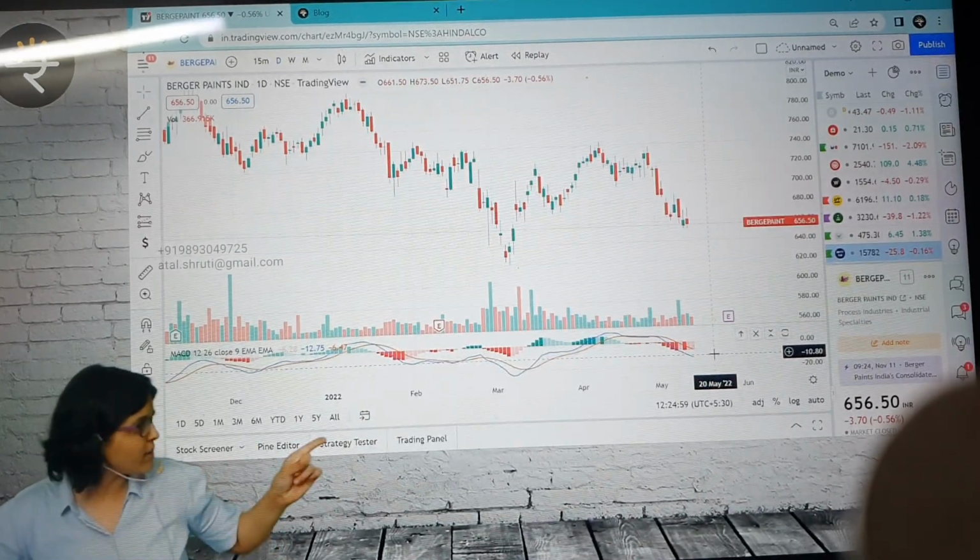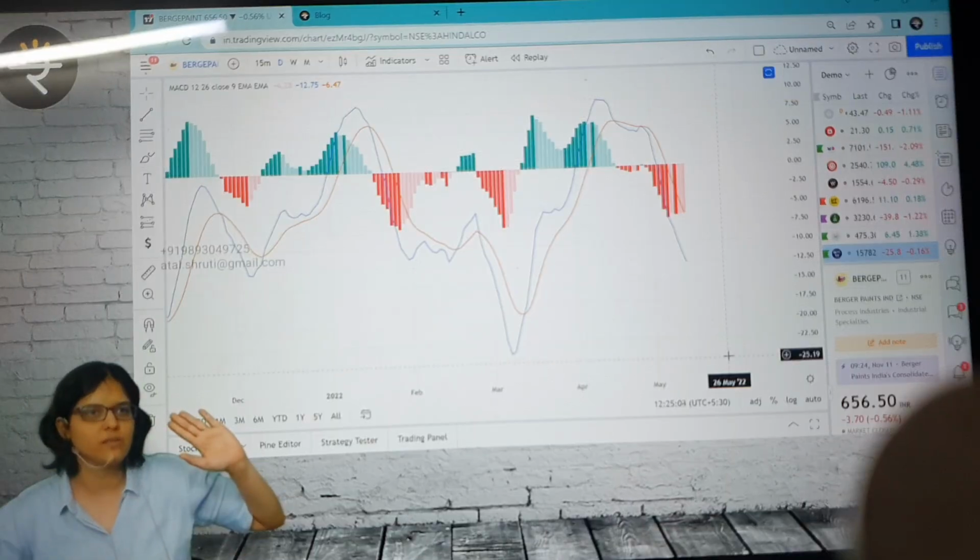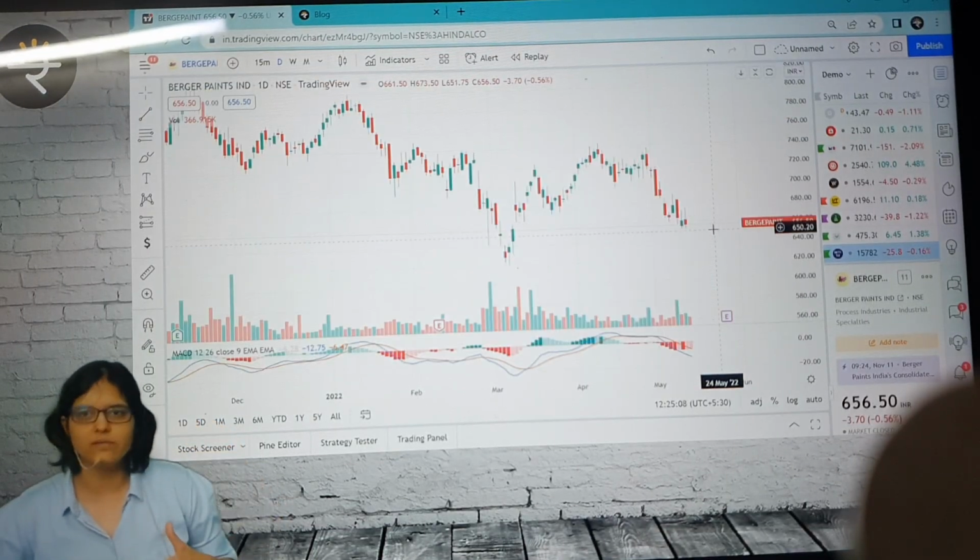But I want to focus on this. Just double click. Where am I double clicking? Anywhere near the MACD. Double click, it will go to the full screen. Again, double click.